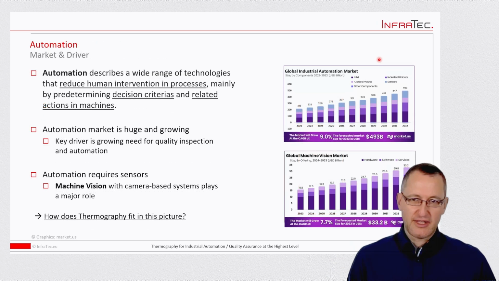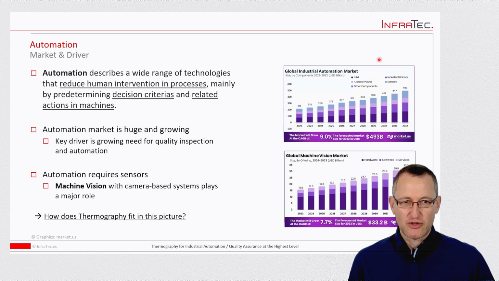Now let's have a look into automation, the topic of the webinar. First of all, what is automation? Automation describes a wide range of technologies that reduce human intervention in processes, mainly by predetermining decision criteria and related actions in machines. That means there are rules defined, and based on inputs, machines make decisions. So no human is needed anymore; machines can make decisions on their own.